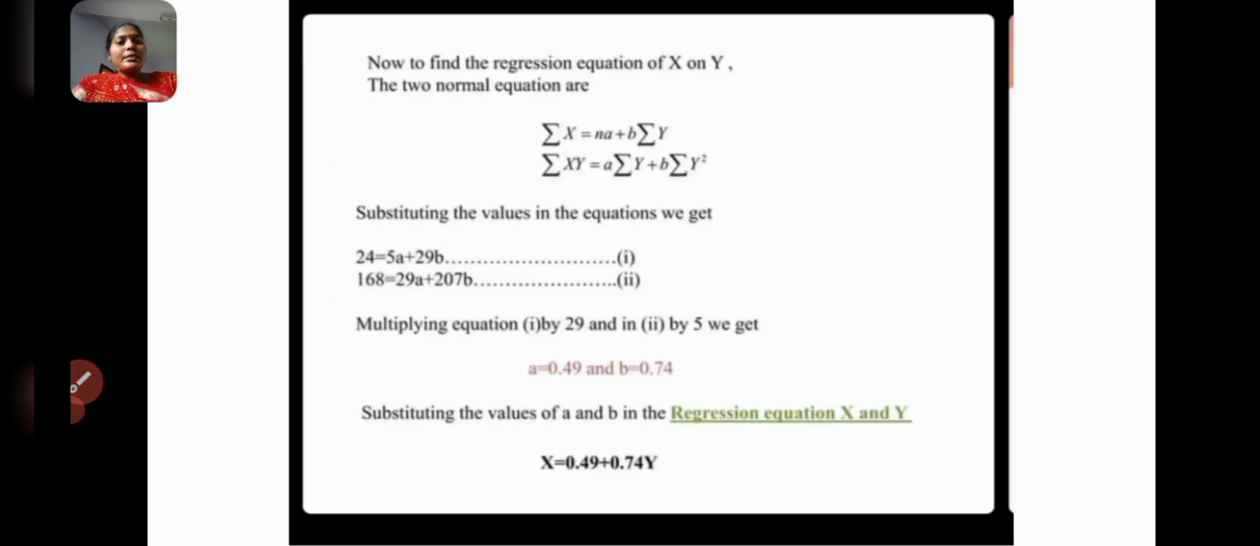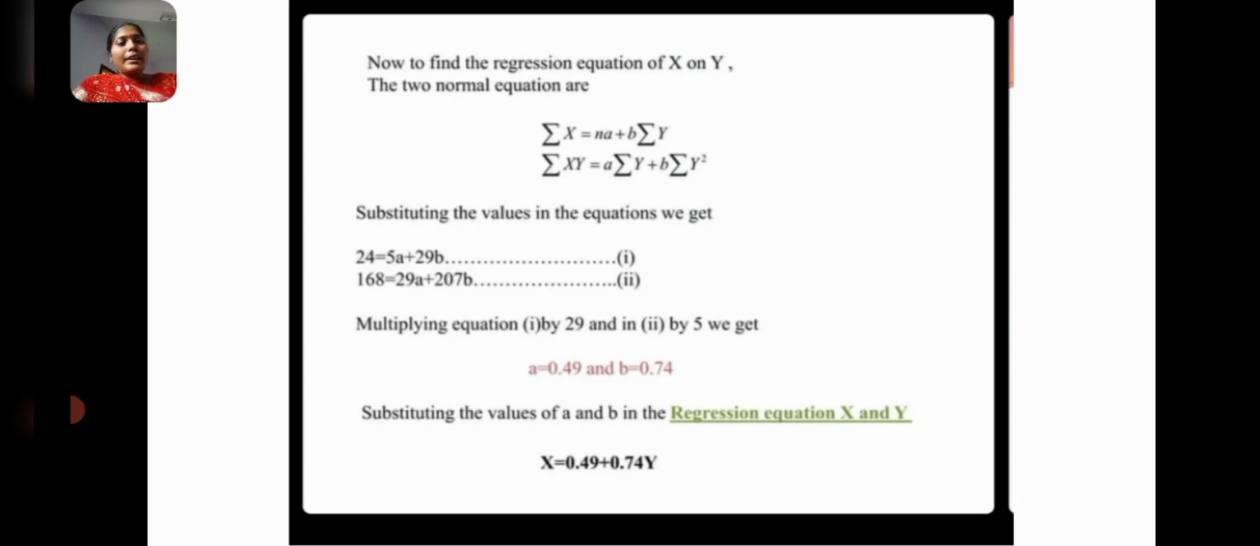So today, the above is the regression equation of y on x. Then again we calculate the same values for the regression of x on y. We substitute the values in the same equations. Then again we have four equations, and we use the elimination method to find the a and b values. Here a equal to 0.49 and b equal to 0.74.